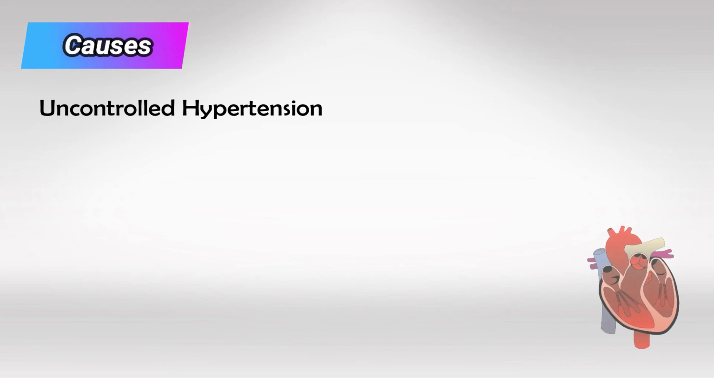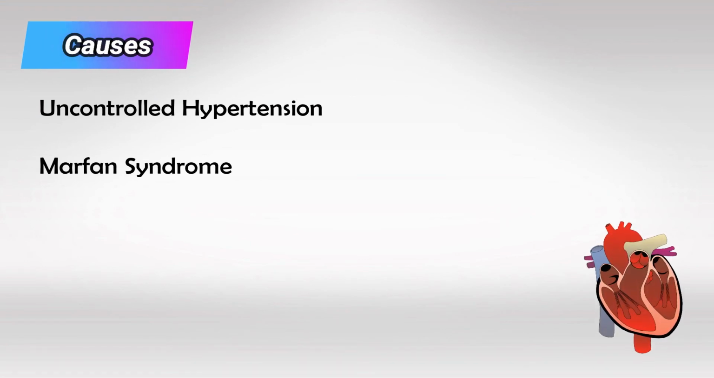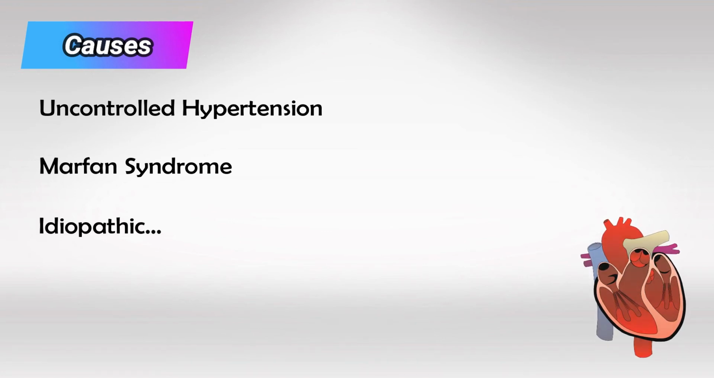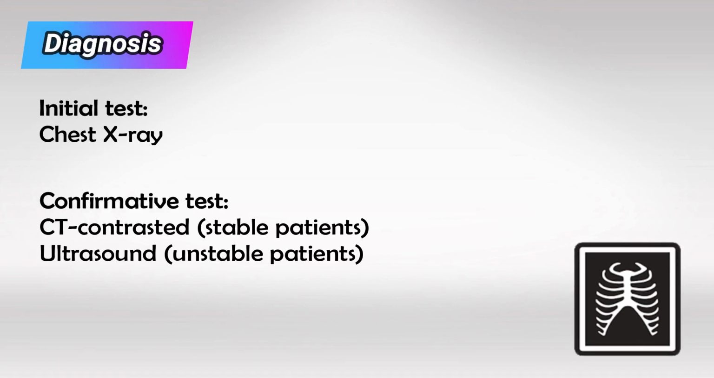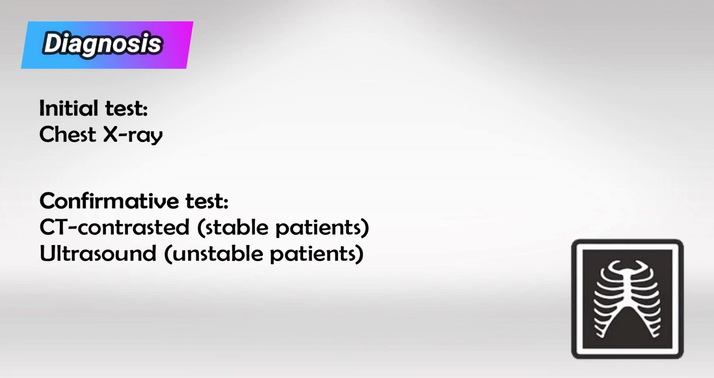It is commonly caused by hypertension, or genetically by Marfan syndrome, and sometimes it's just simply idiopathic. The initial test is a chest X-ray, and if this showed wide mediastinum, you should confirm it with a CT scan if the patient was stable, or ultrasound if the patient was unstable. Treatment of type A is always surgery, and treatment of type B sometimes is surgery, but sometimes it's just beta blockers.